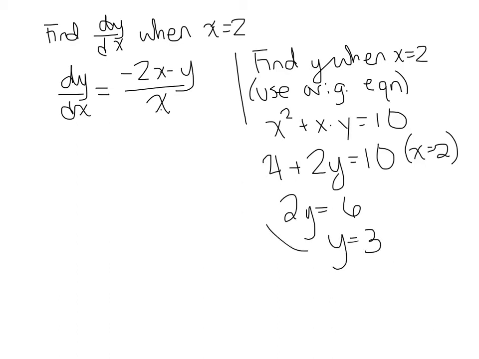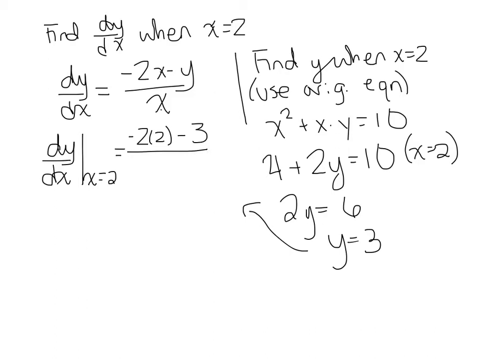So now if we come back over here, we'll have dy/dx. When we evaluate that at x equals 2, we'll get negative 2 times 2 minus 3, all over 2. If we simplify that, I think we get negative 7 over 2. And that's the value of that derivative at the point when x is equal to 2.